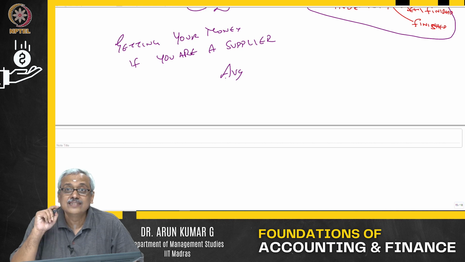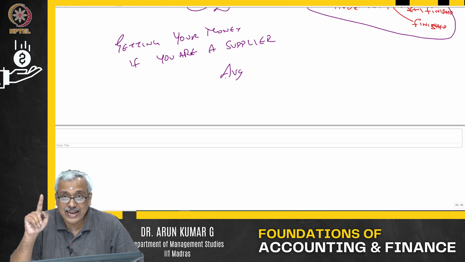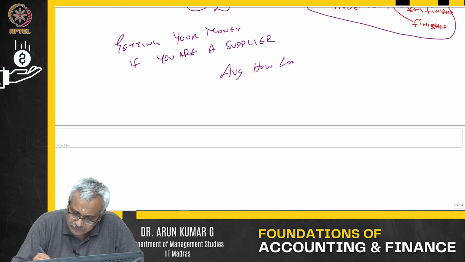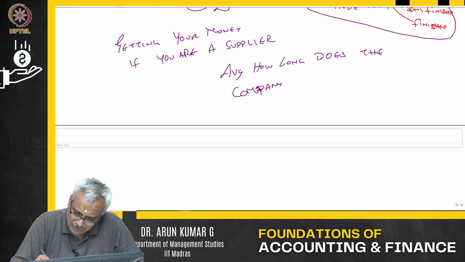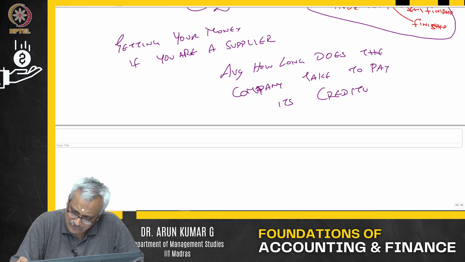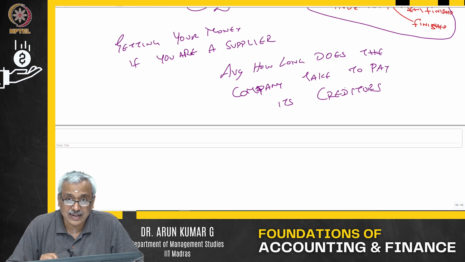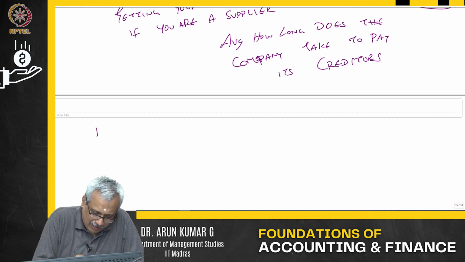On an average, how long does the company take to pay its creditors? So I will say days payable, that is the ratio we call it as.